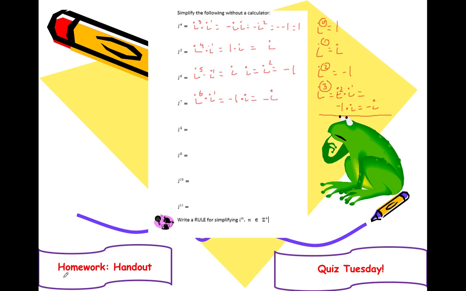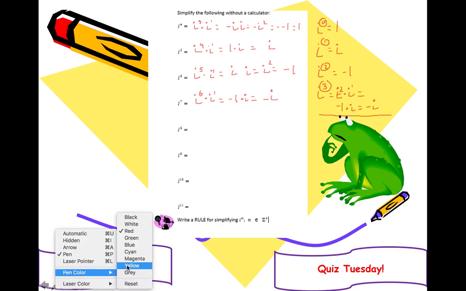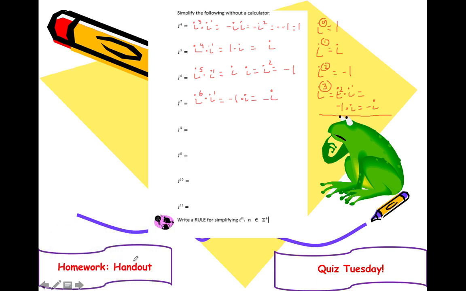Now, remember I'm looking for a pattern here. What do you think? Look how I've lined this stuff up. i to the 4th is the same answer as i to the 0. i to the 5th is the same result as i to the 1st. i to the 6th is the same result as i squared, and i to the 7th is the same result as i cubed.